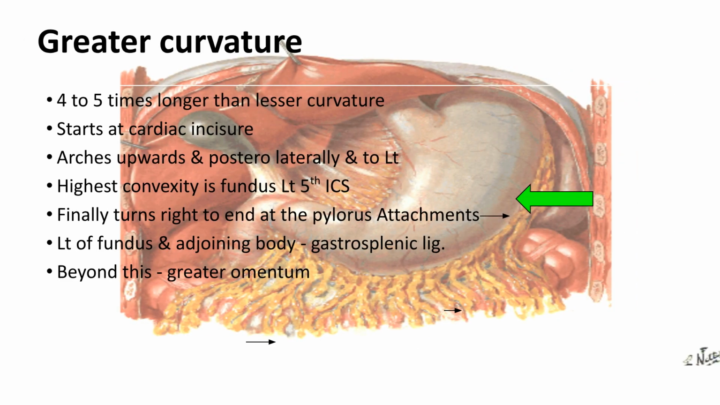The greater curvature is 4 to 5 times longer than the lesser curvature, starting at the cardiac incisure. It arches upwards and posterolaterally to the left, with its highest convexity at the fundus, located at the left 5th intercostal space. It finally turns right to end at the pylorus. It attaches to the gastrosplenic ligament to the left of the fundus and to the greater omentum beyond that.